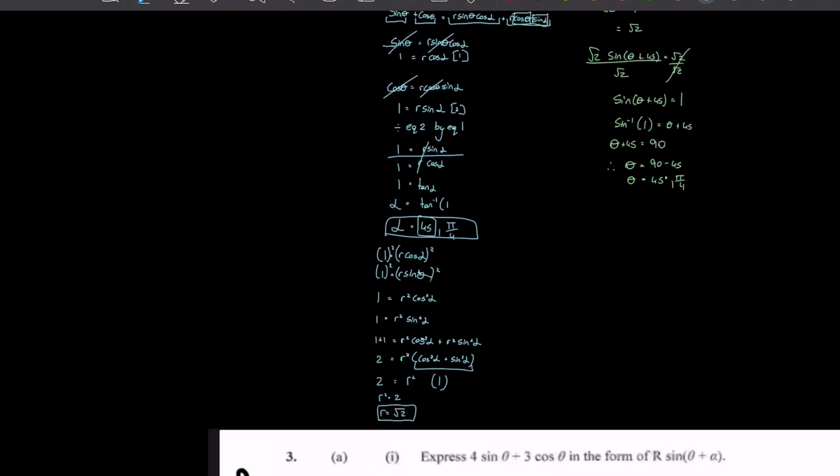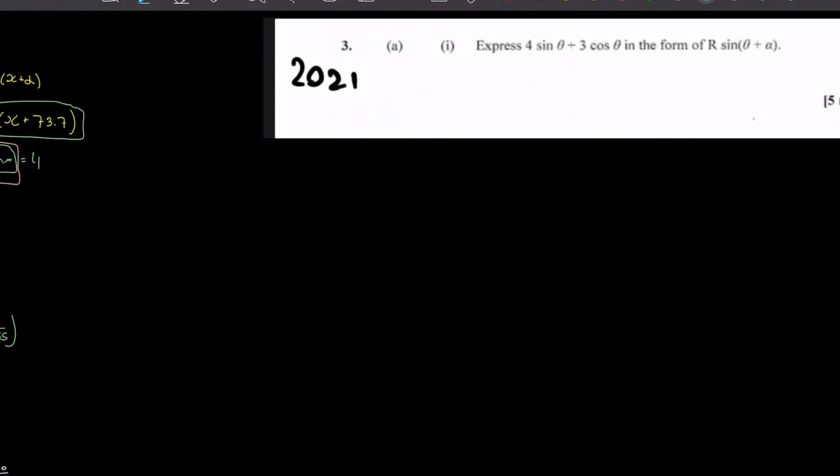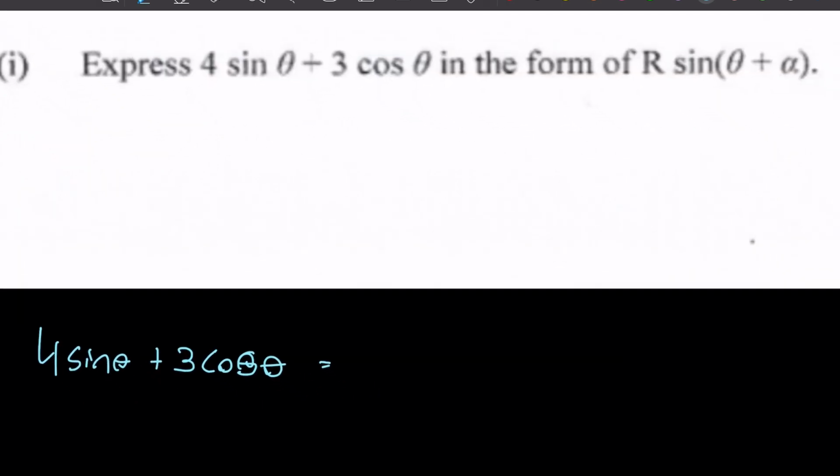So this next question seems pretty easy, doesn't it? It just asks us to express 4 sine theta plus 3 cos theta in the form r sine (theta plus alpha). So let's do that. Let's first rewrite the equation so that we can work at our own pace. 4 sine theta plus 3 cos theta equals r sine (theta plus alpha).